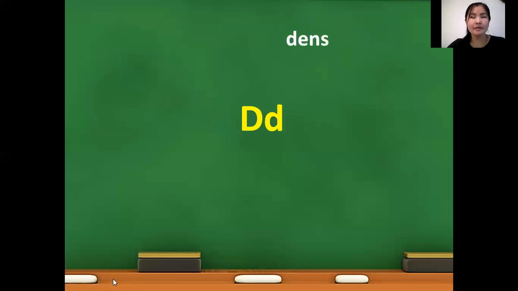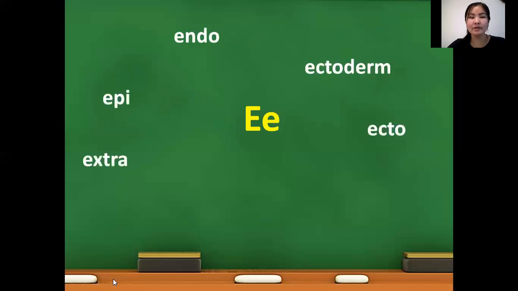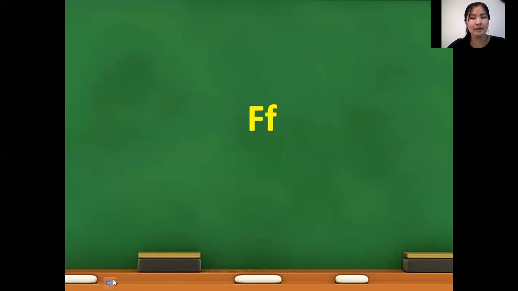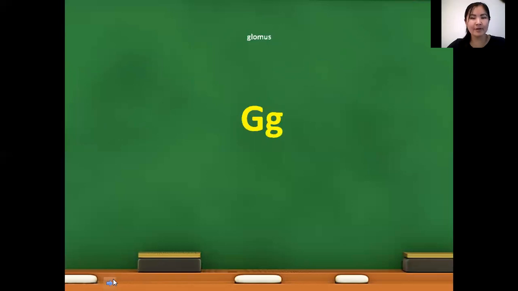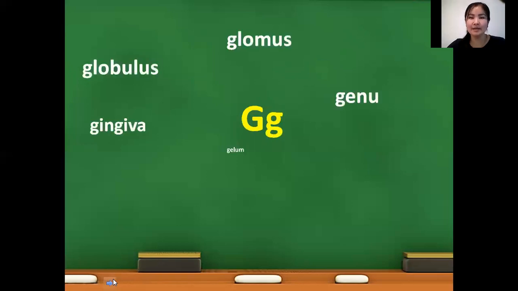D: dens, ductus, da, durus, dorsum, dexter. E: endo, ectoderm, epi, ecto, extra, ectemia. F produces sound F: foramen, fructus, facies, febris, fibula, femur. G: glomus, globulus, genu, gingiva, gelium, ganglion.